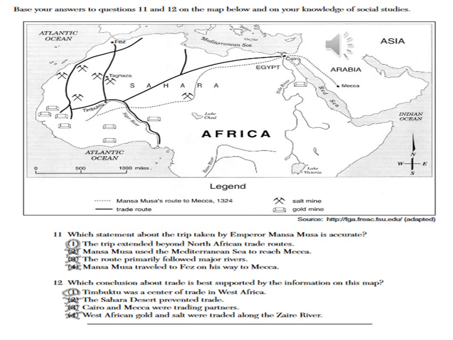Alright, so let's take a look at answer number 2. The Sahara Desert prevented trade. Makes no sense because trade routes went through the Sahara Desert. Is it 3, Cairo and Mecca were trading partners? Well, we don't know it from the map. It doesn't tell us that. Is it 4, West African gold and salt were traded along the Zaire River? If you want to find that river, it's on the bottom of the map, and that's the wrong answer because it does not correspond along any trade routes.